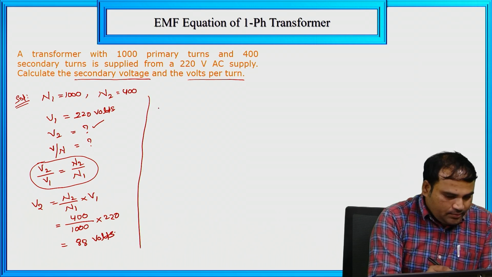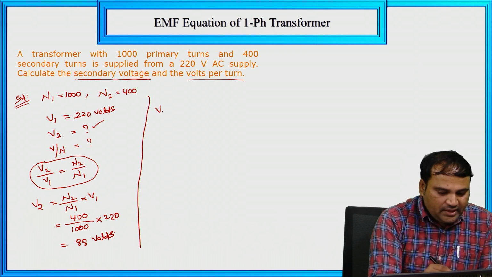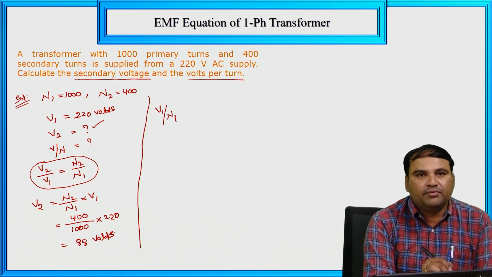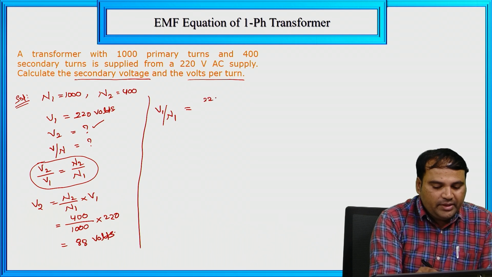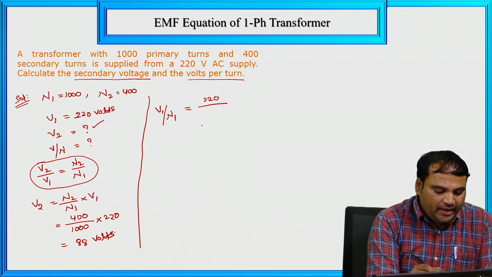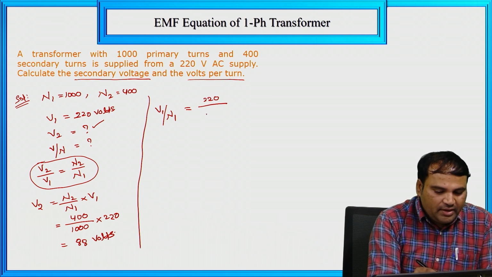And we have to find out the volts per turn. That means I'm taking the primary side, so V1 per turn N1. So V1 by N1 equal to, so V1 is 220 volts divided by N1. So what is N1? N1 value 1000.